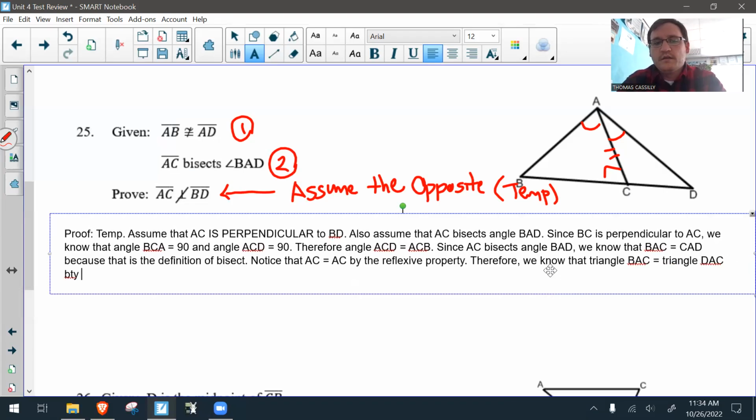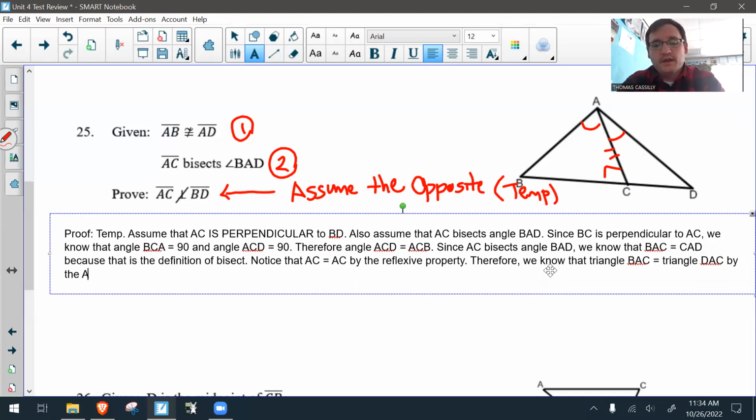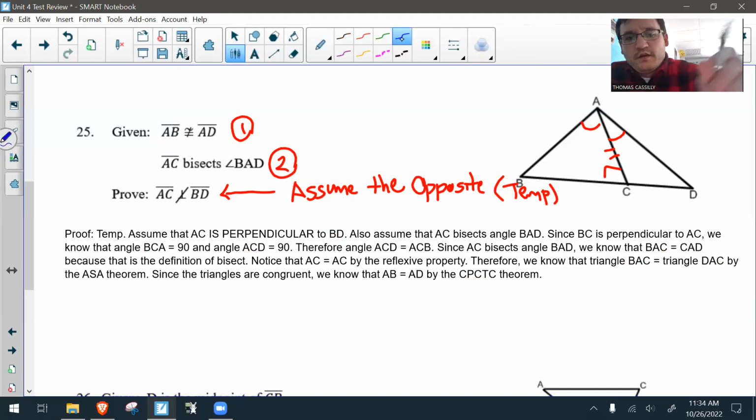By what theorem are we using? We are using the angle side angle theorem. All right. So since the triangles are congruent, we know that AB is congruent to AD by the CPCTC theorem. And there we go. This is the contradiction.